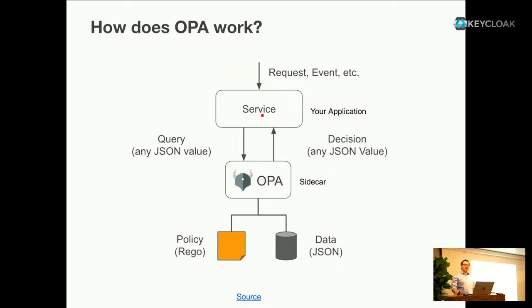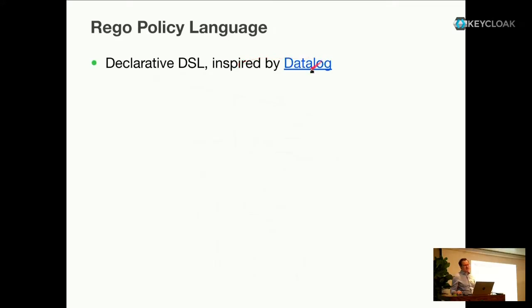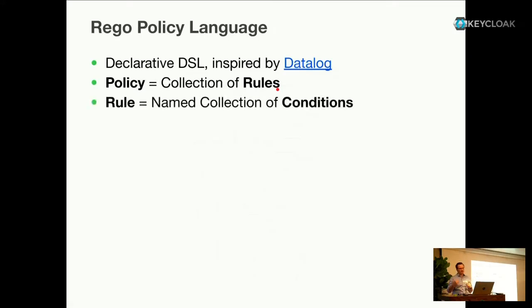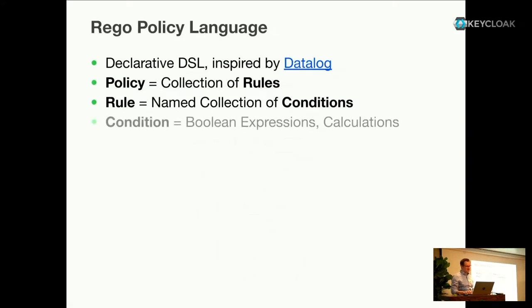And now imagine, instead of a service, we use Keycloak instead. Keycloak is, in this case, our application for certain cases. But let's first look at Rego as a policy language, just so that you get an idea how this would look. As said, Rego is a declarative domain-specific language that is inspired by other languages like Datalog and Prolog, a logic programming language. And it basically consists of a few building blocks, which are policies, which is effectively a collection of rules. A rule is basically a named collection of conditions that are combined via AND. That we will get to in a minute.